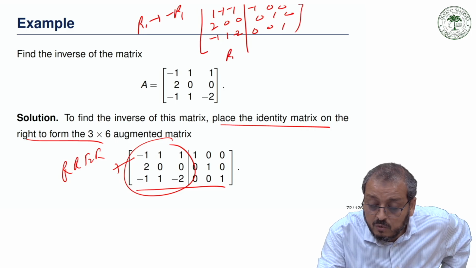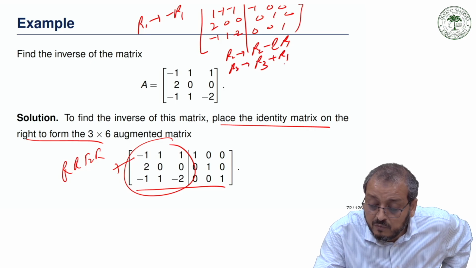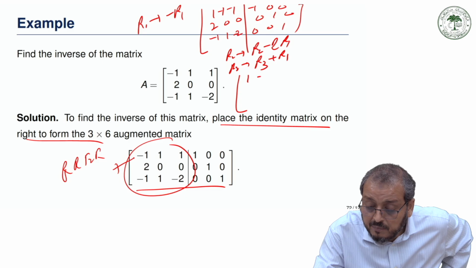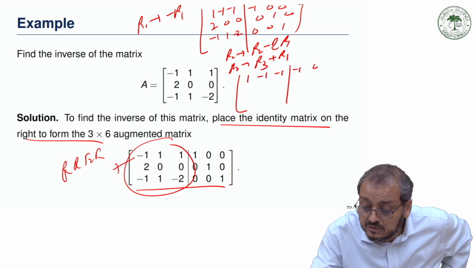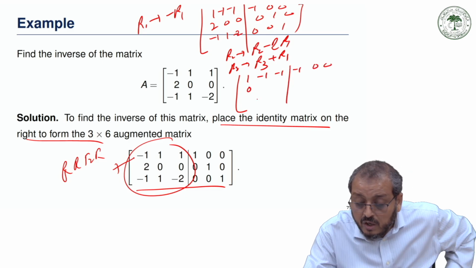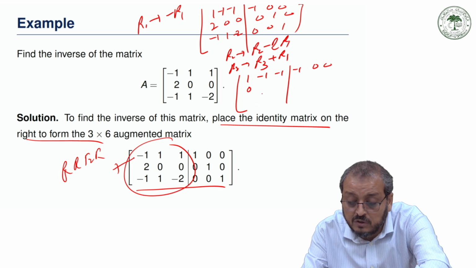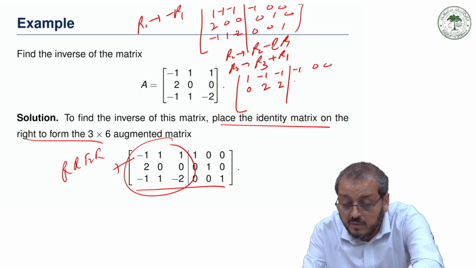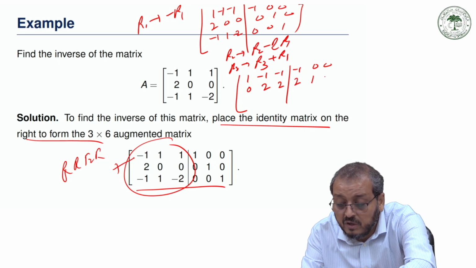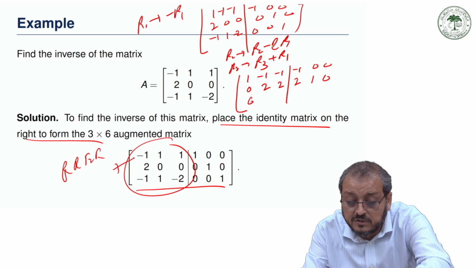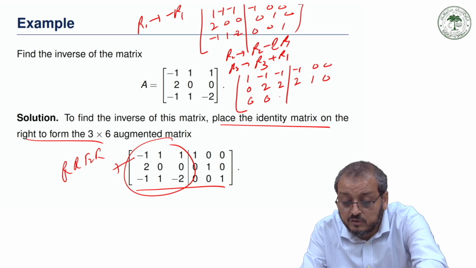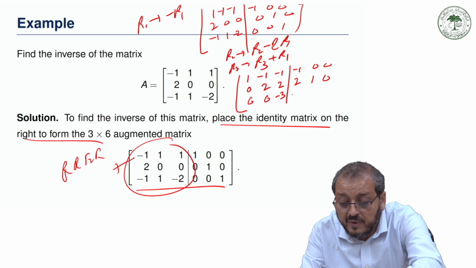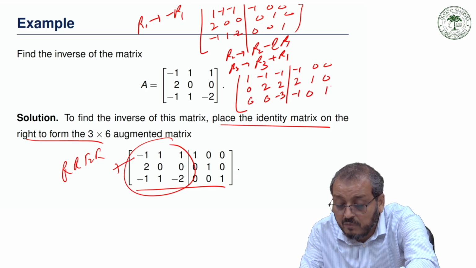Now R2 is replaced by R2 minus 2 times R1, and R3 is replaced by R3 plus R1. Then the matrix is in the form of 1 minus 1 minus 1, minus 1 0 0. Then 2 minus 2 is equal to 0, then 0 minus 2 plus 2, 0 minus 2 plus 2, then 1, and then 0. Now adding these two, you have 0 minus 1 1 0, then minus 2 minus 1 is equal to minus 3, minus 1, then 0, then 1. This is the matrix.